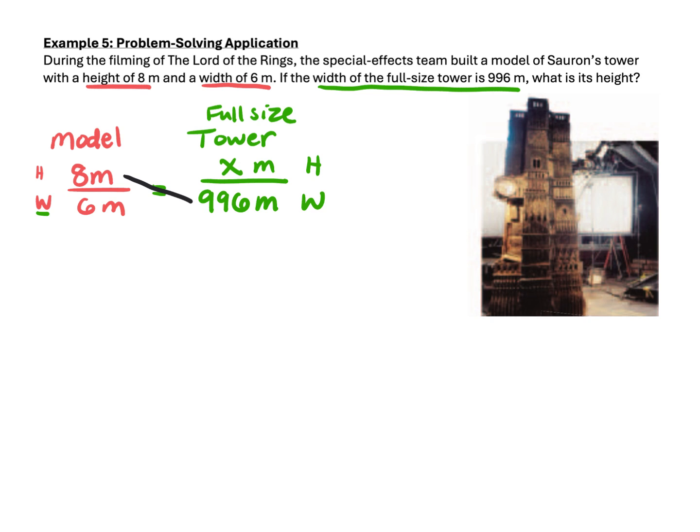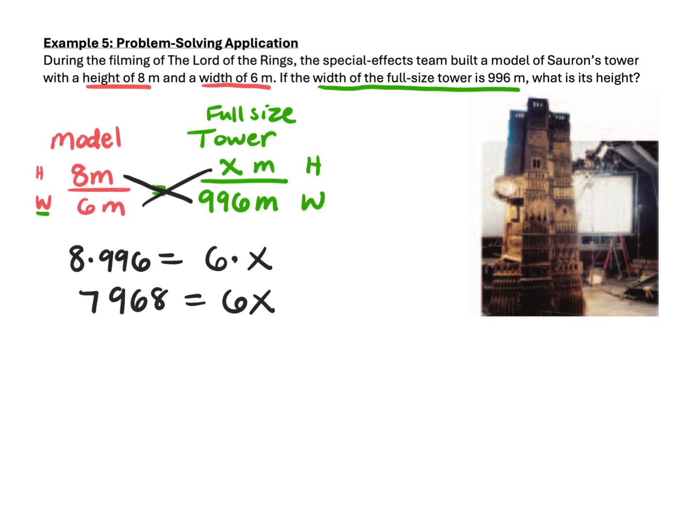So if we take 8 times 996, that's going to equal 6 times x. Grab your calculator and you'll get 7,968 equals 6x. Let's divide each side by 6. And when we do that, we get 1,328. Remember to include a unit in any real-world example. So the height of the full-size tower is going to be 1,328 meters.